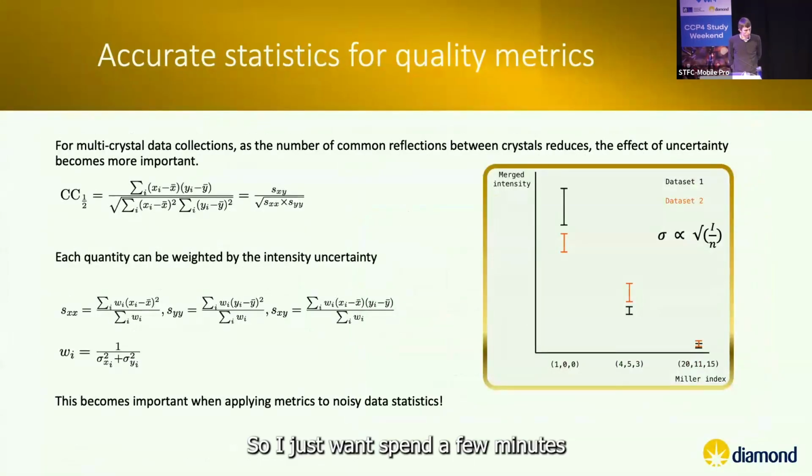Okay, so I just want to spend a few minutes talking about data quality metrics as well. Something that we've realized has become important for multi-crystal data is correctly taking into account the uncertainty. What I mean by this is the CC half formula in its standard form only looks at the absolute difference of the intensities from the average. Whereas in reality, we have intensity uncertainties, and low resolution data has higher absolute intensities, but it also has a higher absolute uncertainty as well. We can in fact weight the different elements of the CC half formula by the intensity uncertainty.